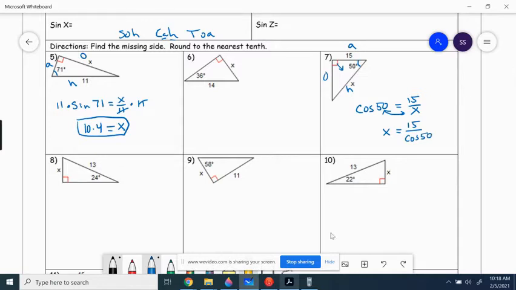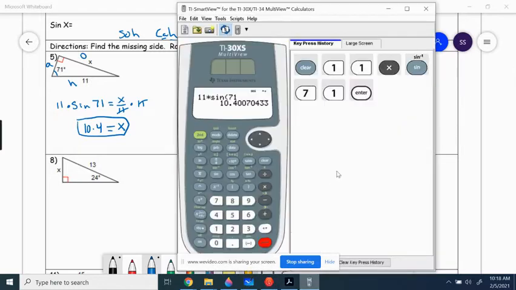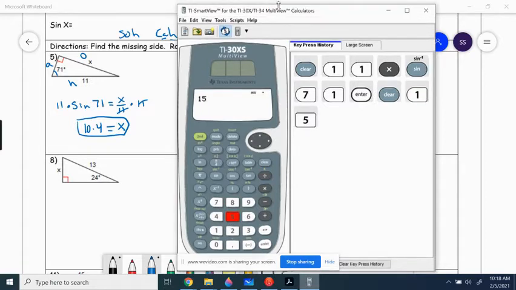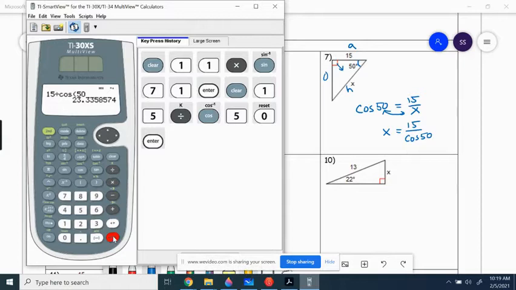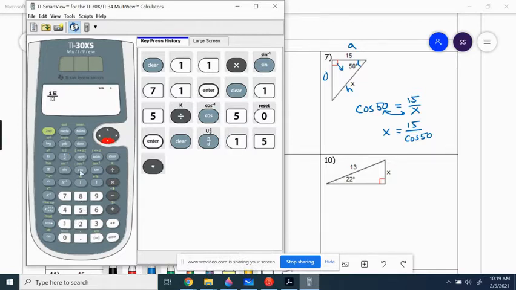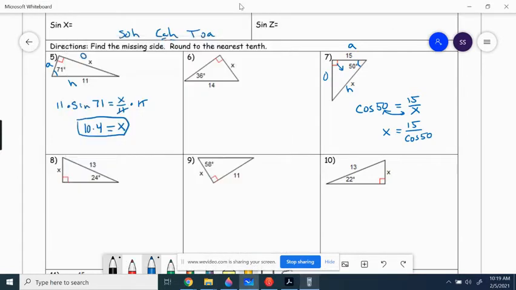And now we can go to our calculator, clear this out. 15 divided by cosine of 50. And we're left with 23.3. We could also do this as a fraction, 15 over the cosine of 50. And you see we get the same answer, 23.3.